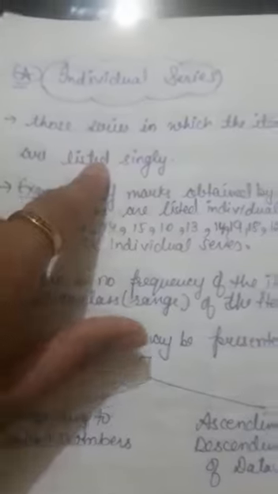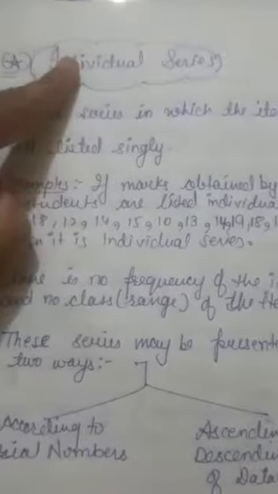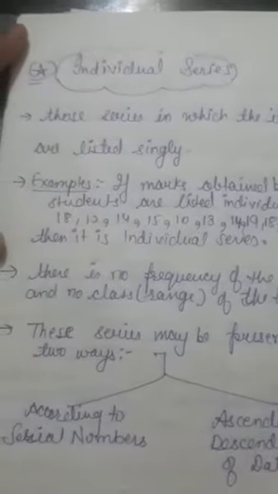The first type of series is individual series. Those series in which items are listed singly, meaning where each and every item of the data is listed individually, that series is known as individual series.